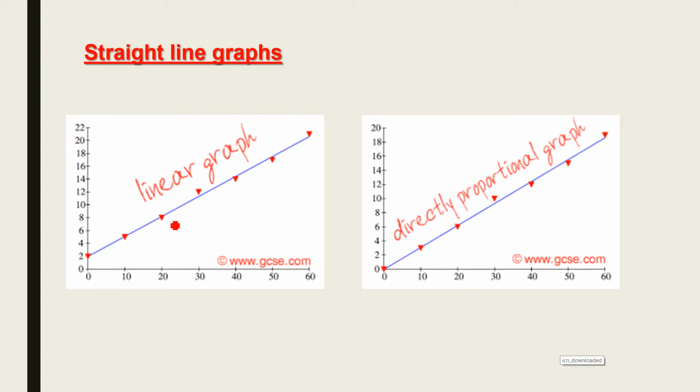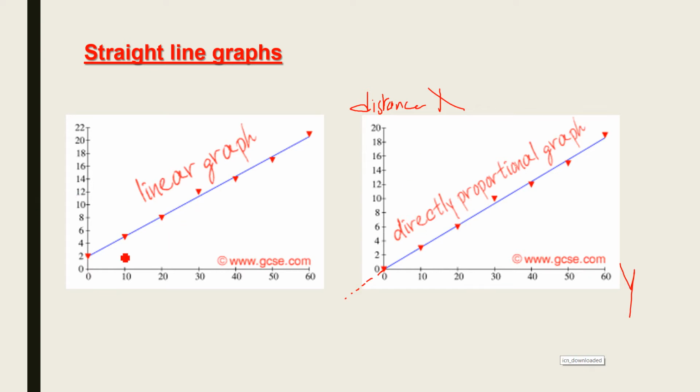Okay, so when the line passes through most of the dots, most of the points you have, the graph is a linear graph. But when this line passes through most of the dots and also starts from zero, we say that these two quantities, let's say distance and time, x and y, are directly proportional.